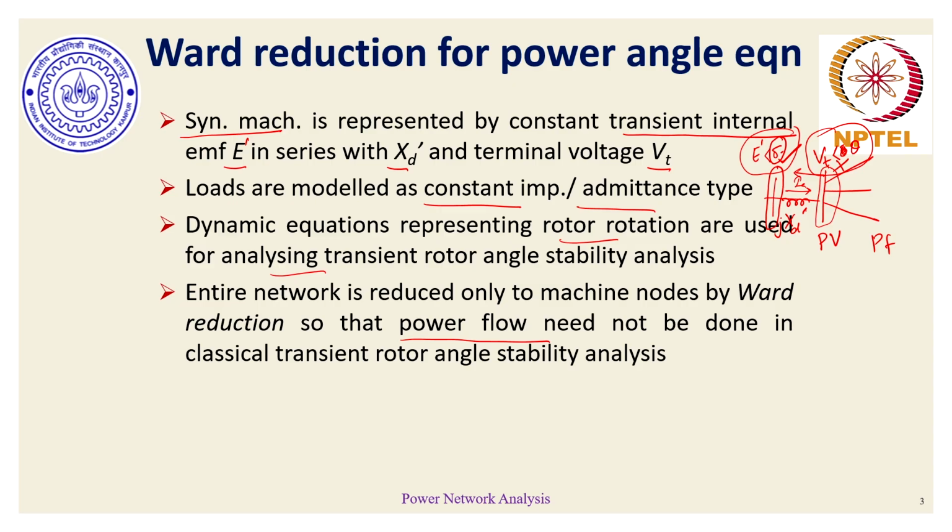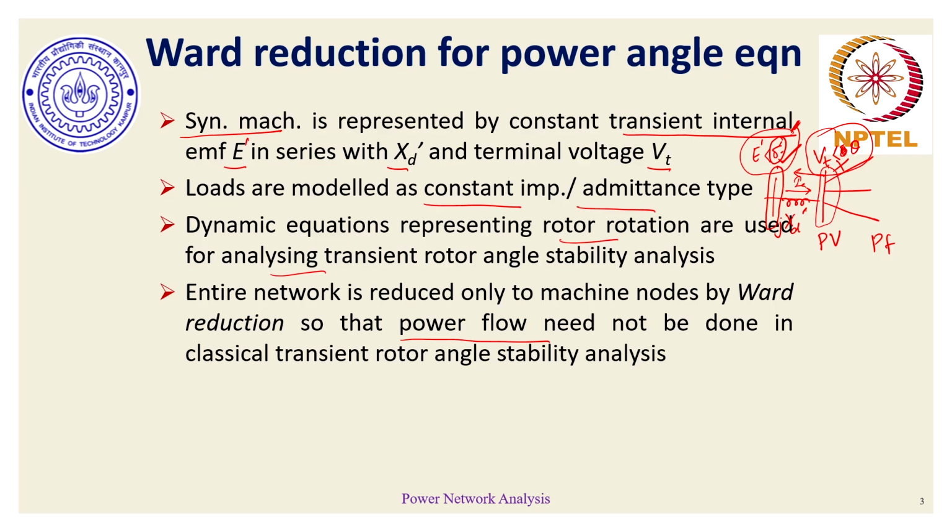So in order to find the initial equilibrium point which exists before a disturbance occurs, for which transient rotor angle stability analysis has to be done, without exclusive power flow analysis the corresponding initial operating point or initial value of delta cannot be known. So is there a way of avoiding that?